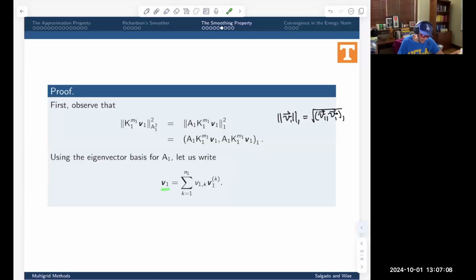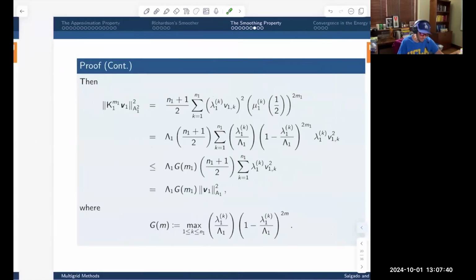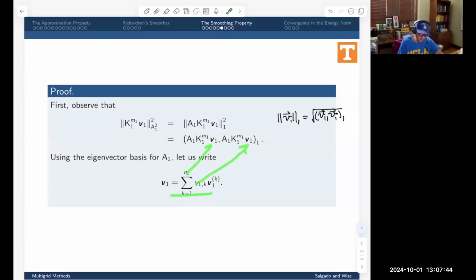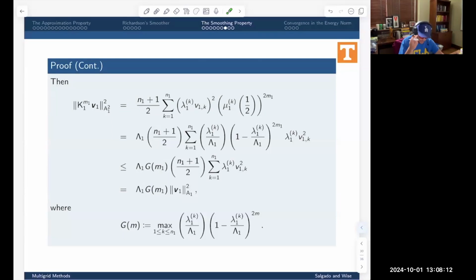Now let's write V1 in a basis, as we're always doing because we're doing Fourier analysis as our main tool right now, a basis of eigenvectors for the stiffness matrix. That means there exist these constants V1K, uniquely determined once we specify what basis we want, such that V1 is equal to this linear combination. So we're going to plug this into here and here. And then we're going to hit that with the K1 to the M1 matrix, and then follow that up with hitting it with the A1 matrix. Well, we know that the eigenvectors of the stiffness matrix are also eigenvectors of the error transfer matrix and any power of the error transfer matrix.